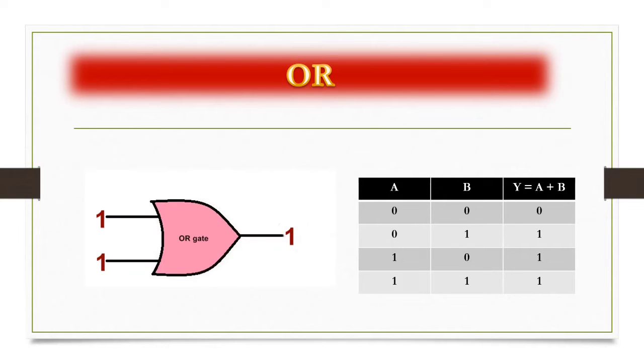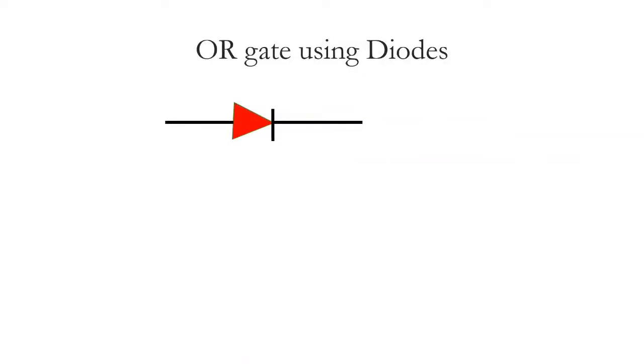From the truth table, it is clear that when the inputs of the OR gate are low, that is 0, the output will be 0. If any one of the inputs or both the inputs of the OR gate is 1, that is high, the output will be high, that is 1. An OR gate can be realized by PN junction diodes.